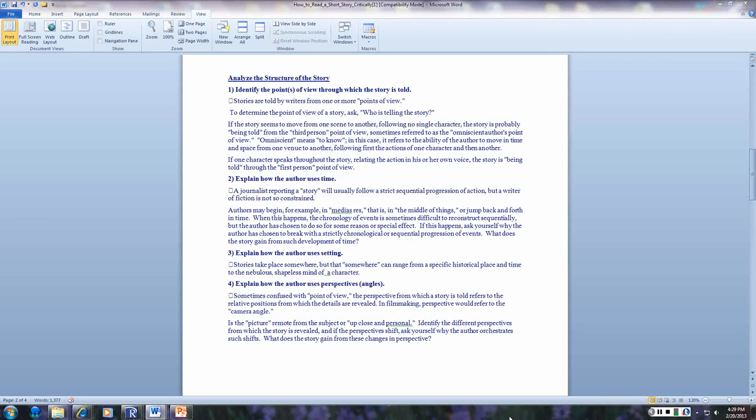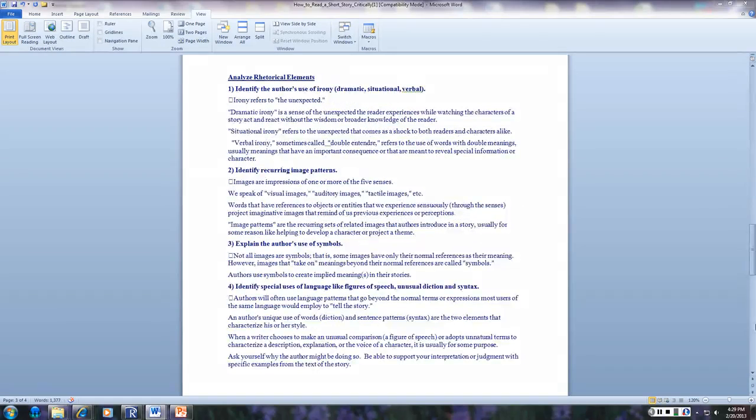Does it shift? This text suggests that we think in terms of a camera angle. So what is the structure of the story? Point of view, time sequence, which is complementary to the narrative storyline, the author's use of setting, and the perspective from which the story is told, the camera angle. The third thing we look at are rhetorical elements, the use of irony, imagery, symbolism, and language.